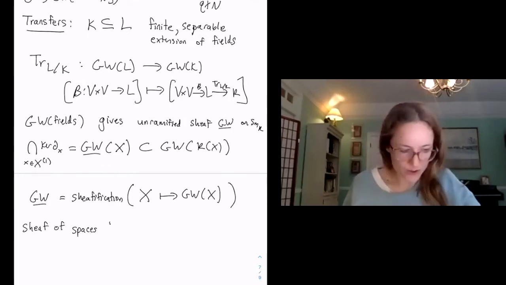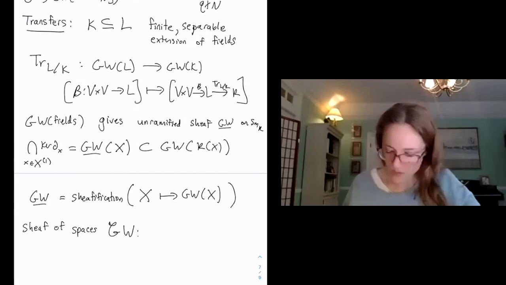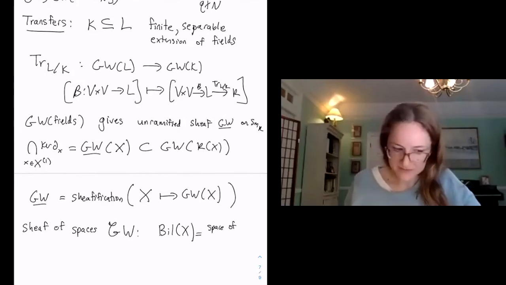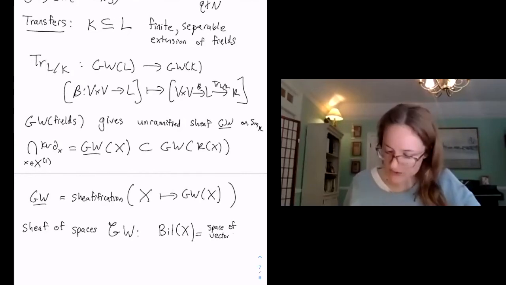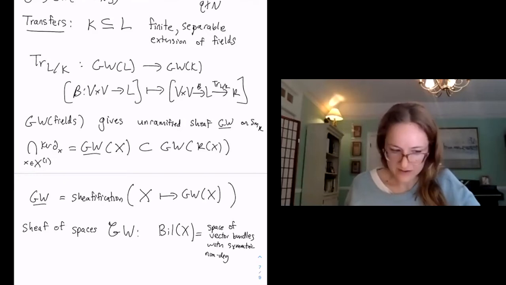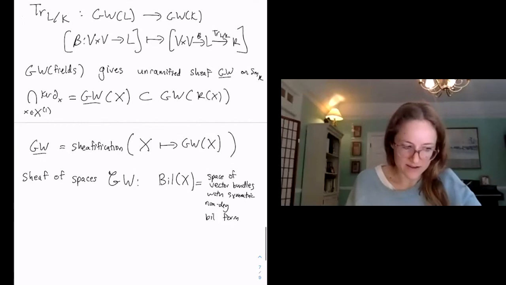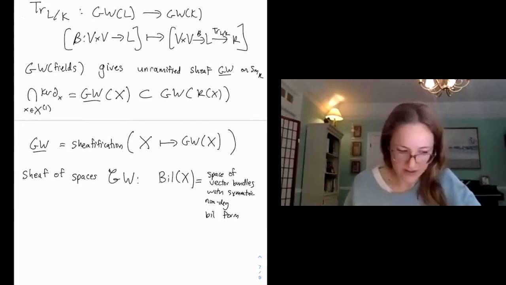Make it a curly GW. So let Bilinear of X be the space of vector bundles with a symmetric, non-degenerate bilinear form. And then we can sheafify the group completion of this.